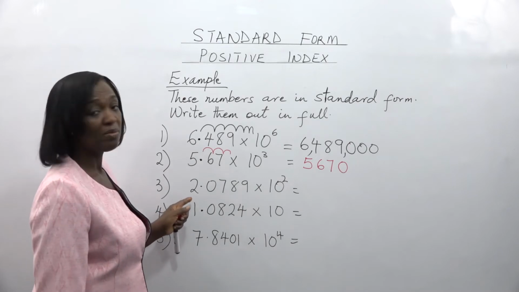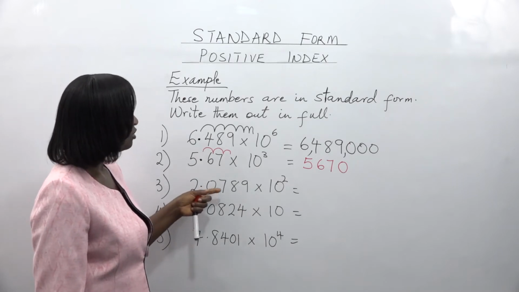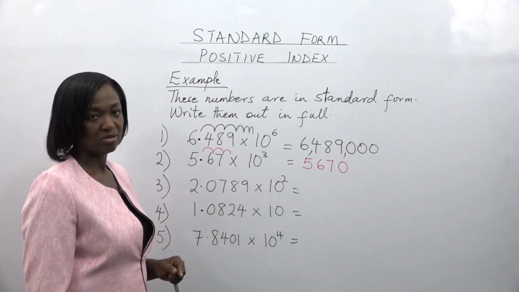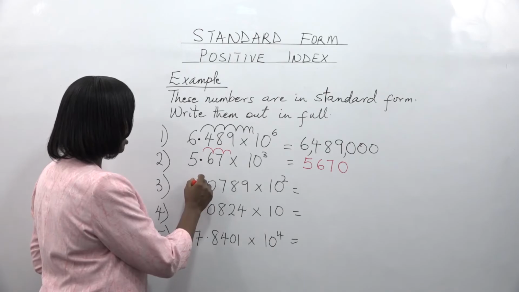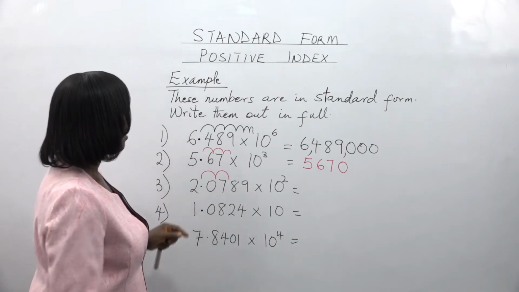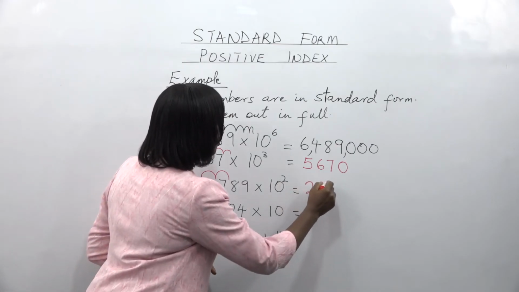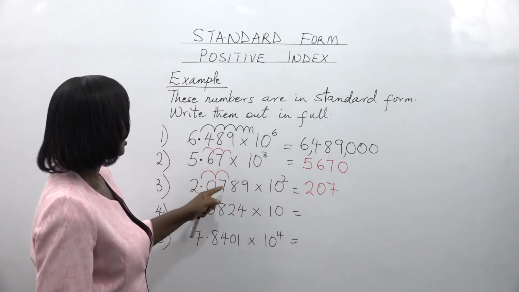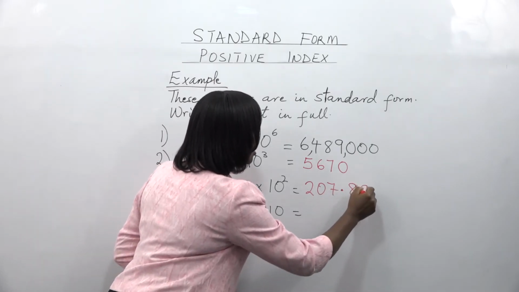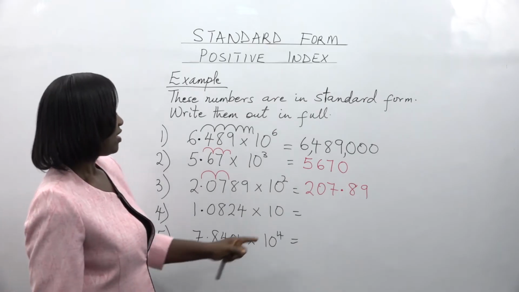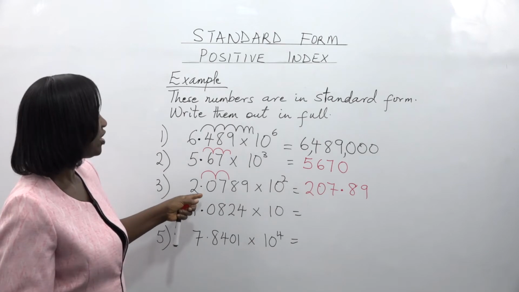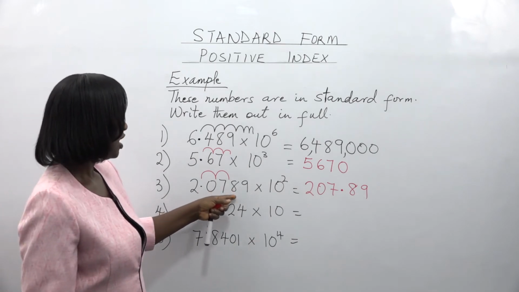For the next one, the number is 2.0789 times 10 to the power 2. So 10 to the power 2 is 100. We're just going 2 steps. So the number in full will be 207.89. 207.89 was written in standard form to get 2.0789.